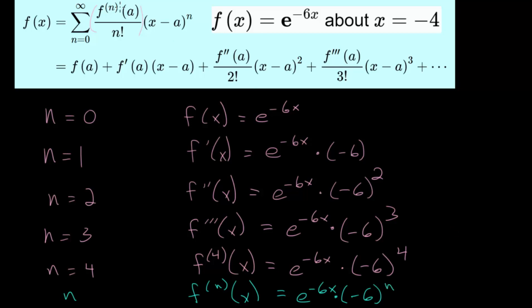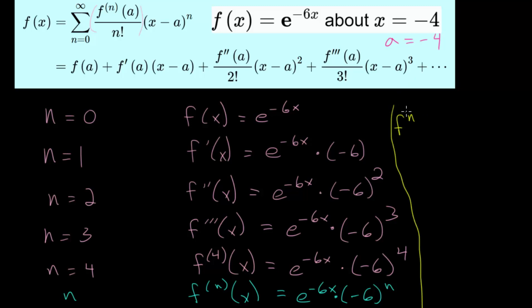But also notice that in our formula, we're evaluating this derivative at a. And in this case, our a value is -4. Whatever we're taking the Taylor series about, that is the a value that we're using. So a in our formula will be -4. So we'll need to take that nth derivative at -4. Let's do that up here.